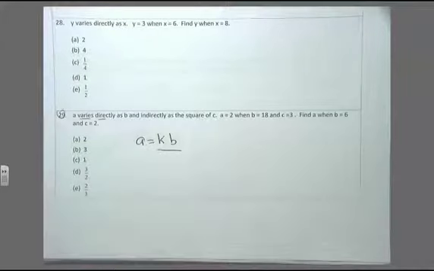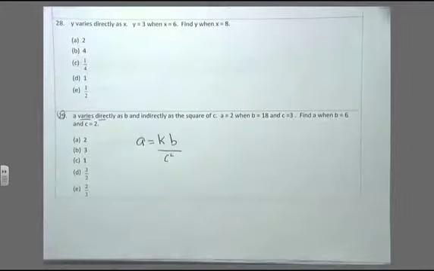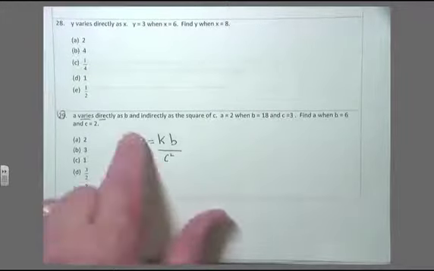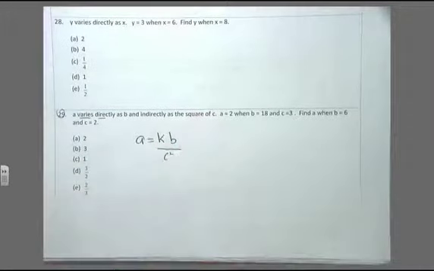They have to write it in the proper Queen's Own English, C squared. So there it is: A equals K times B divided by C squared. Going from English to math. Remember, varies directly means equal K times, and then just list off the rest of the variables. Directly, variables go on top. Indirectly or inversely, the variables go on the bottom.